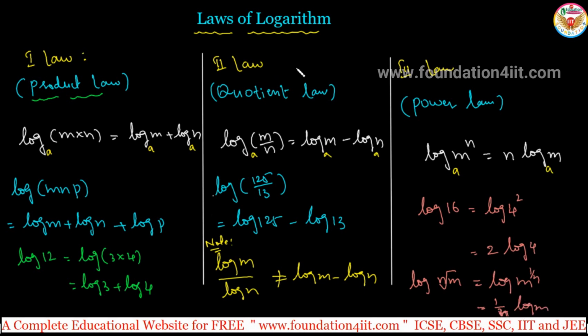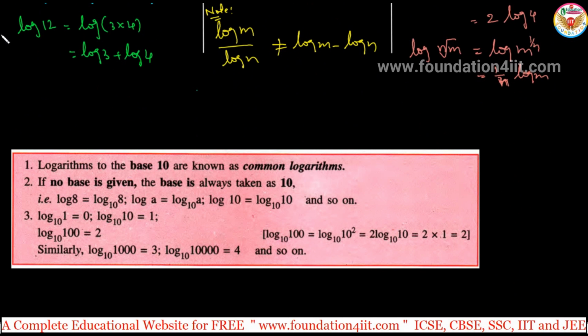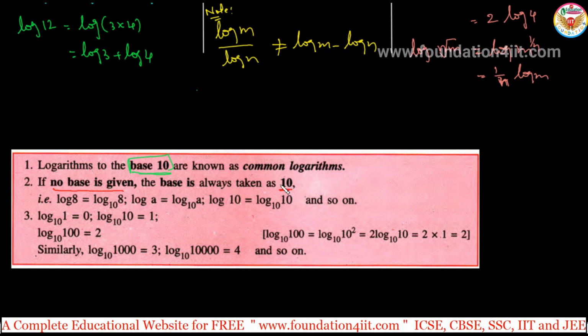So these are the three important laws of logarithm: product, quotient, and power. You can use these in the problems. Before that, let me show some basic steps. The logarithms to the base 10 are known as common logarithms. If the base is given as 10, this is the common logarithm. And if no base is given in the question, you can always take the base as 10. For example, log 12, not given anything, so you have to assume the base is 10.